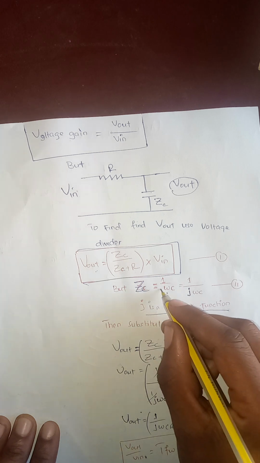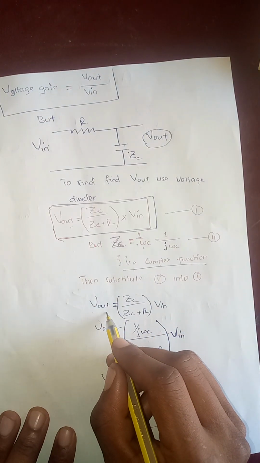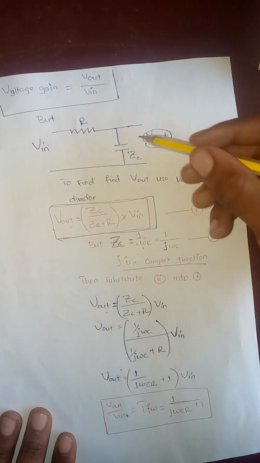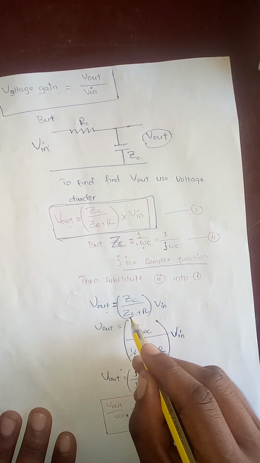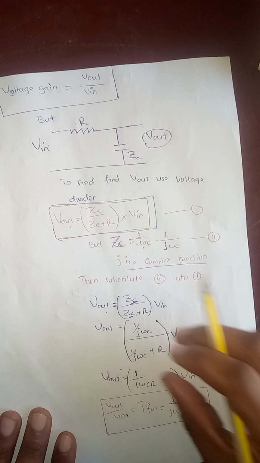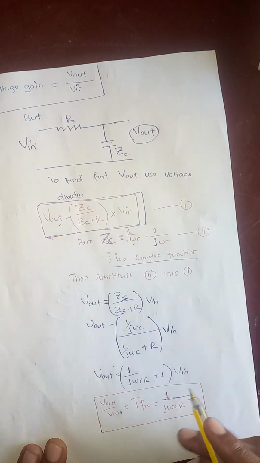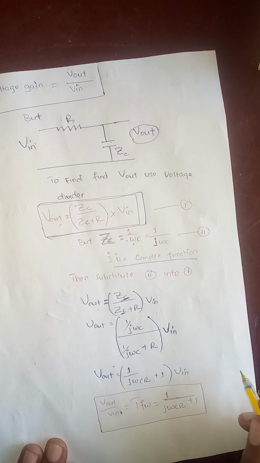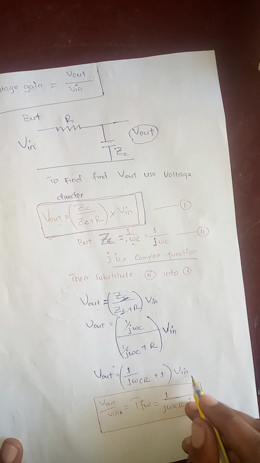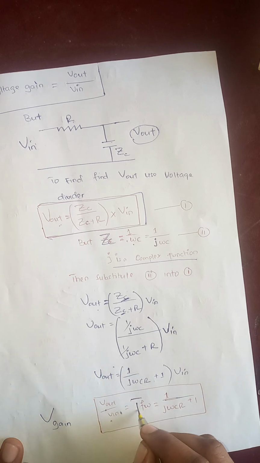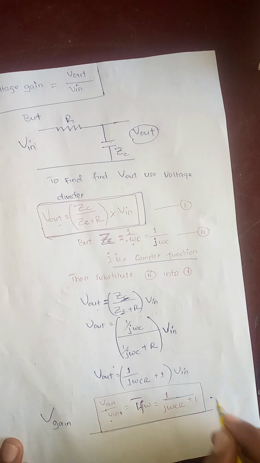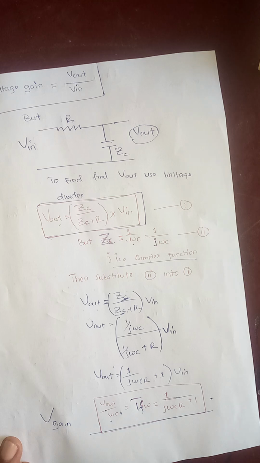So now you can substitute here: voltage output is equal to ZC over R plus ZC, times Vin. We know the value of ZC, the reactance, so you can substitute. The purpose of doing this is to find the transfer function or voltage gain. So voltage gain is equal to Vout over Vin, which is equal to the transfer function, and it is denoted by this formula after substituting this data here.